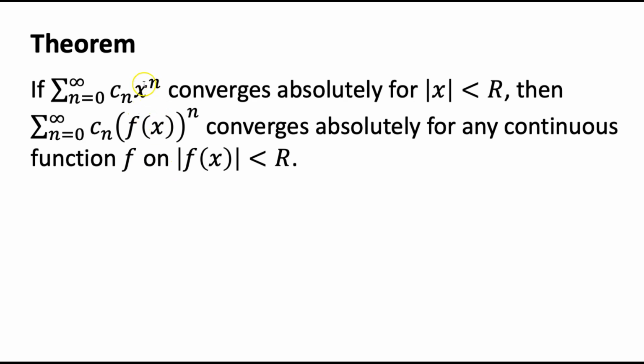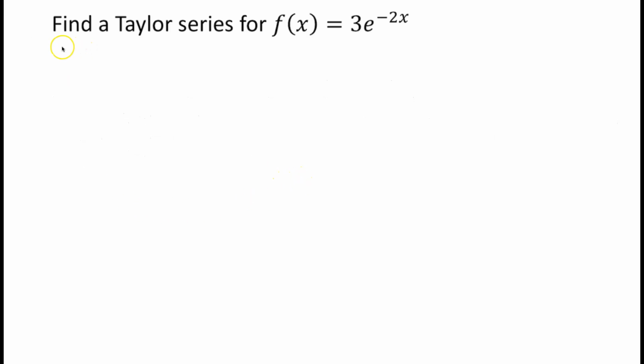So if we replace x with a continuous function f of x, then to find the radius of convergence, we need to make sure that the absolute value of f of x is less than r. In this example, we want to find a Taylor series for f of x equals 3e to the negative 2x. We'll start with the known Taylor series for e to the x.